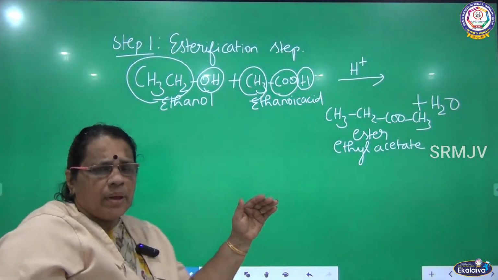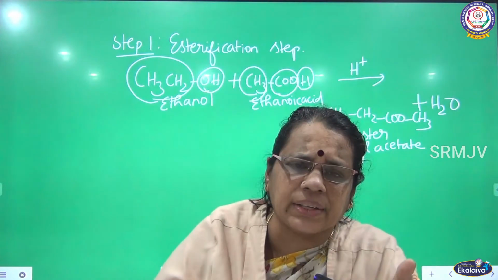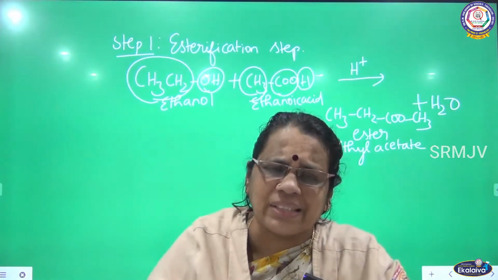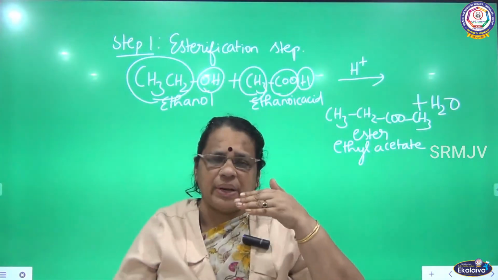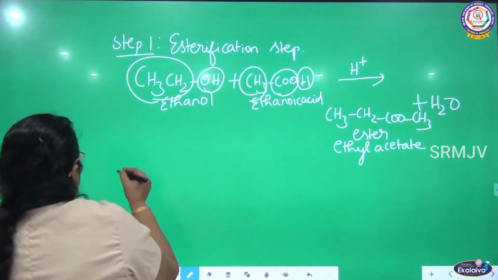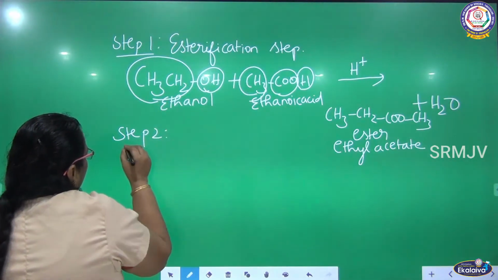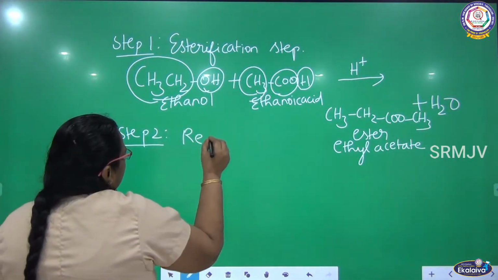So what is the first step? Formation of ester, that is esterification reaction, preparing esters from alcohol and carboxylic acid in the presence of mineral acid. Okay. What is the second step we are going to see? Reduction. So what is step 2? Reduction of esters.